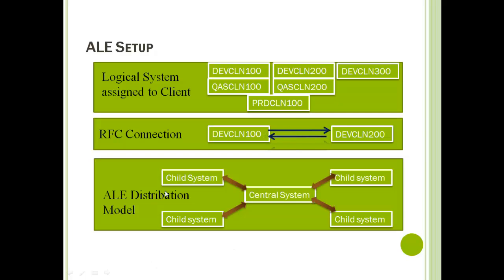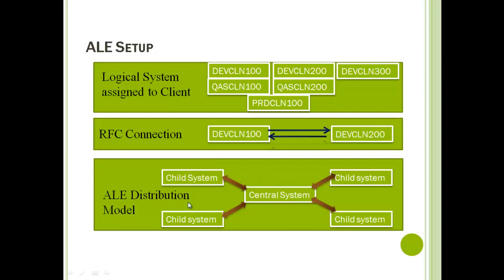Then let's come to the ALE distribution model. So we understood what a logical system is, then we understood what RFC is. Next, using this RFC that we have created from the central system to each child system, we can create the ALE distribution model. In some cases you may already have an ALE distribution model defined, so you may not need to go to logical system and create all these things. It may already be there if you are using an ALE distribution model for different business scenarios.